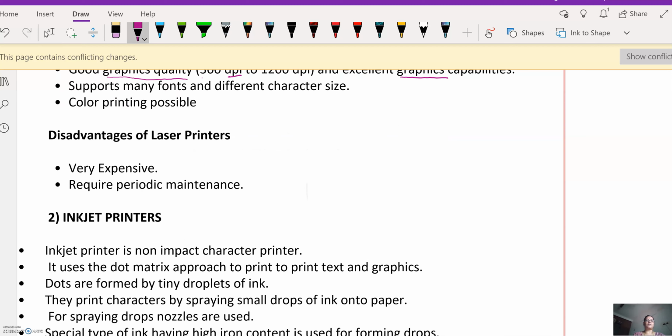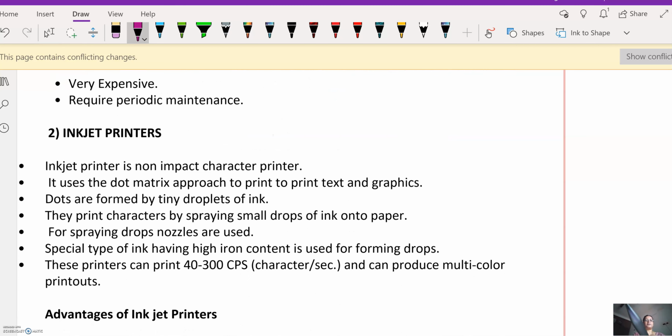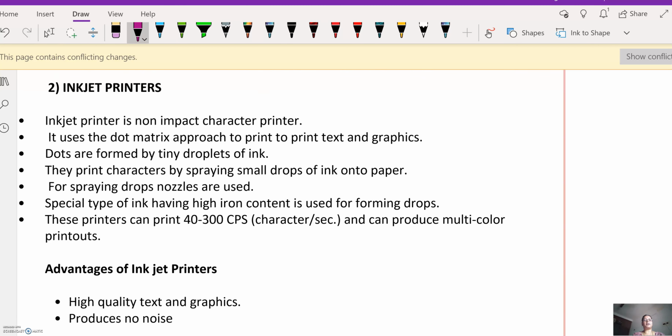The next category that we are going to discuss is the inkjet printer. So inkjet printer also comes under the category of non-impact printer, and it is classified as a character printer. It is a dot matrix approach. Already we have discussed dot matrix printer. The same concept is applied here also, and that is going to be used to print any text or graphics for that matter. And usually the dots are formed by tiny droplets of ink.